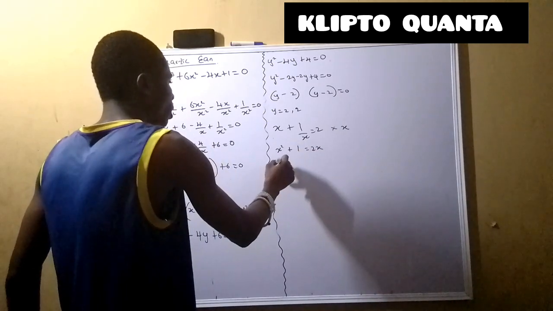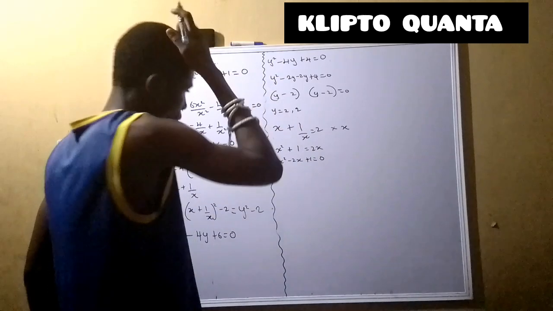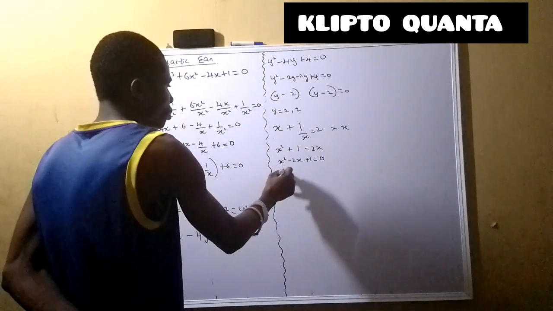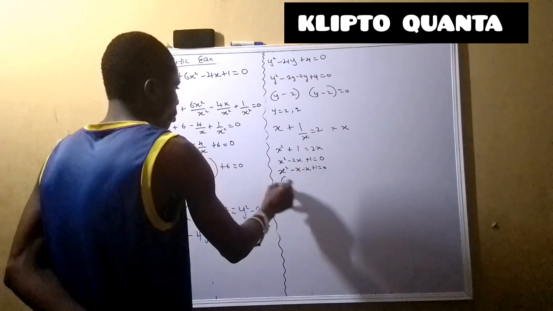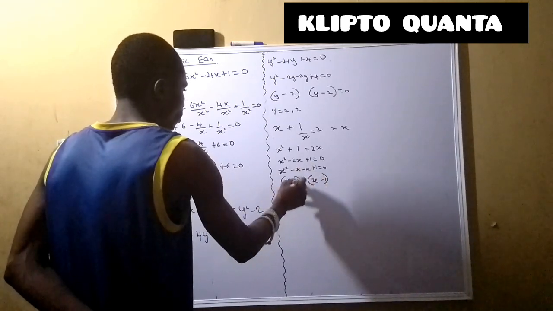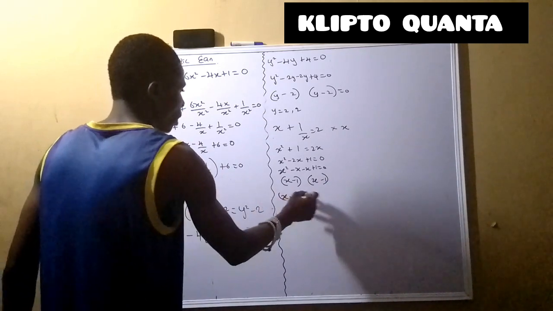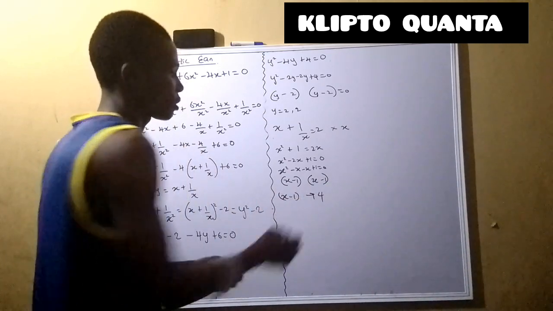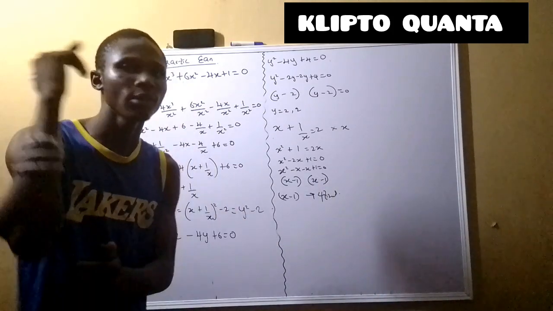Then coming back here, you have x squared minus 2x plus 1 equals 0. So how do we go about this? x squared minus 2x plus 1 equals 0. So as you can see, our answer here is x minus 1. How many times, guys? 4 times. That's 4 times, which actually correlates with the other method we used earlier.